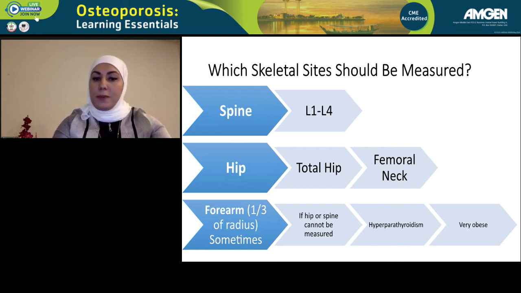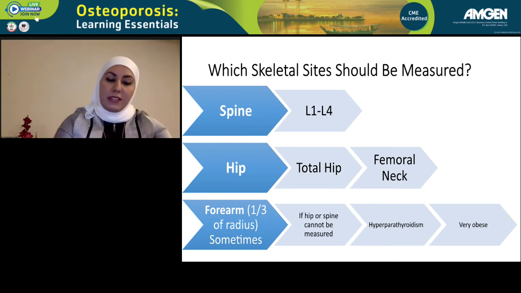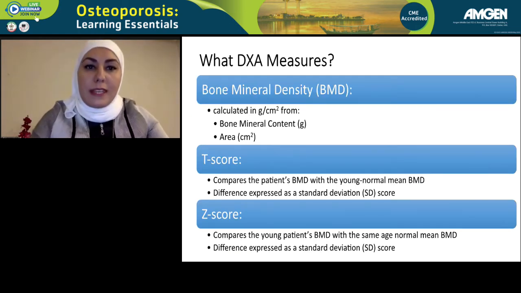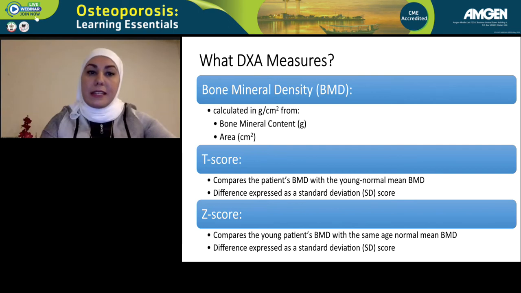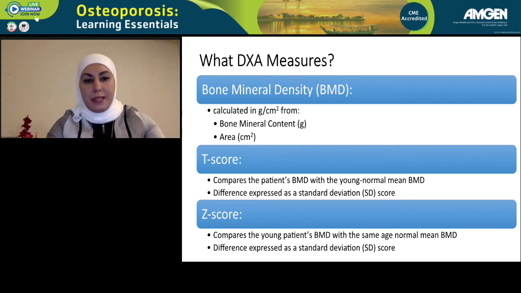If the hip or spine cannot be measured, if the patient has hyperparathyroidism, or if he is very obese, we need two of these three above sites to be measured for proper reporting. What does DEXA measure? It measures bone mineral density calculated in gram per centimeter square. It measures the T-score, which compares the patient's BMD with the young normal mean BMD. And also it measures the Z-score, which compares the young patient's BMD with the same age normal mean BMD.